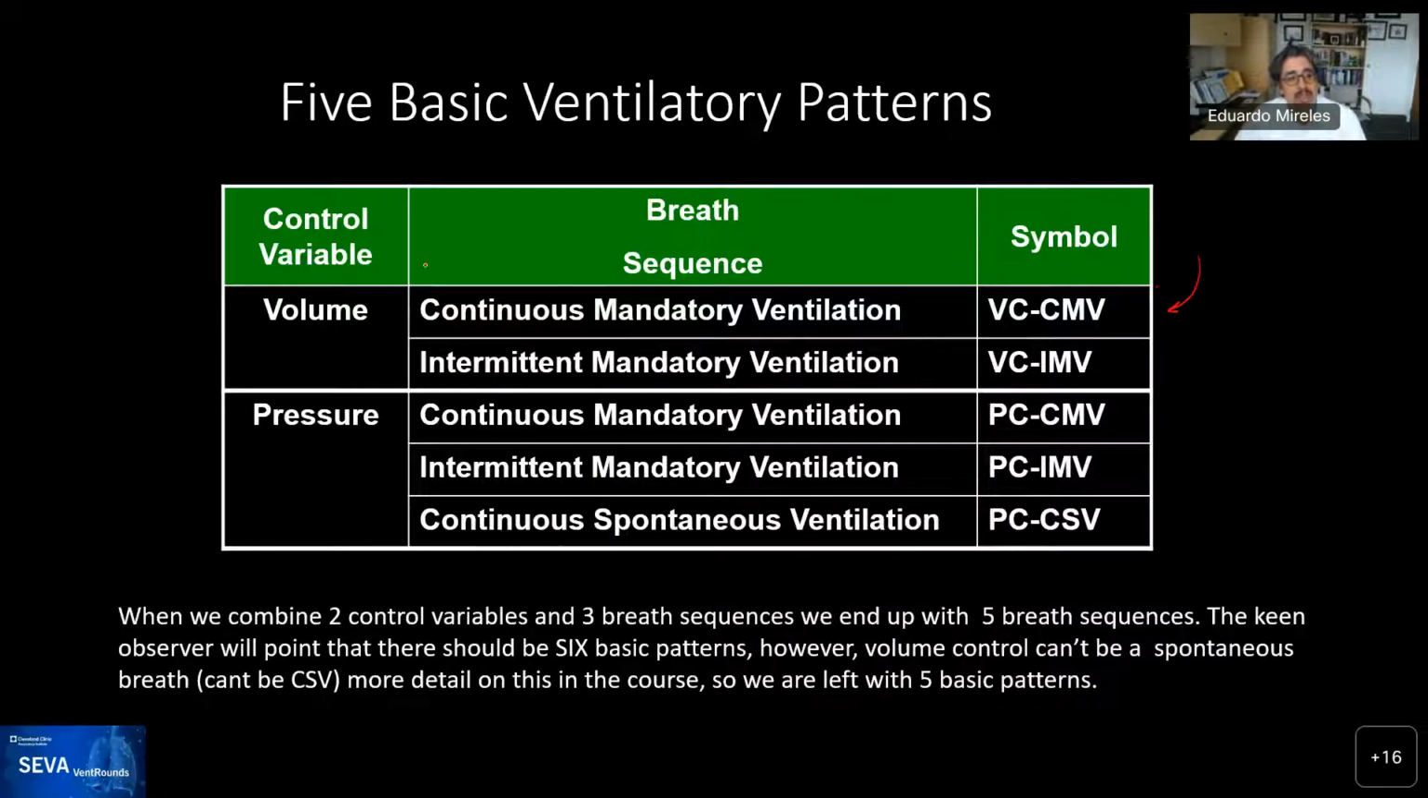There cannot be continuous spontaneous ventilation, meaning that the machine is controlling the cycle time if you're controlling the flow, and it's controlling the flow at the same time and the volume. So essentially that doesn't exist, and so you will only have VC-CMV, VC-IMV, PC-CMV, PC-IMV, and PC-CSV. These are the sequences that exist, and we reviewed this a couple of sessions before.